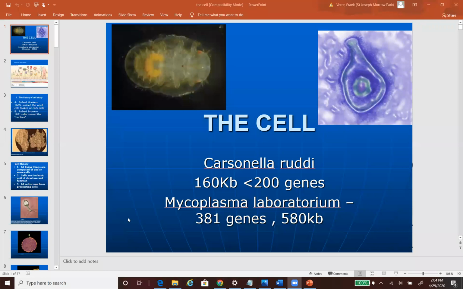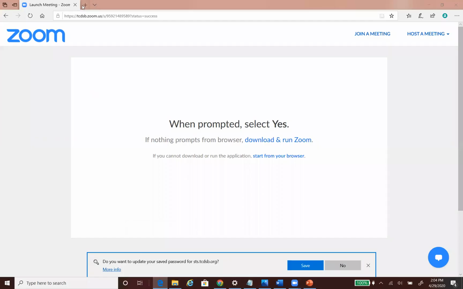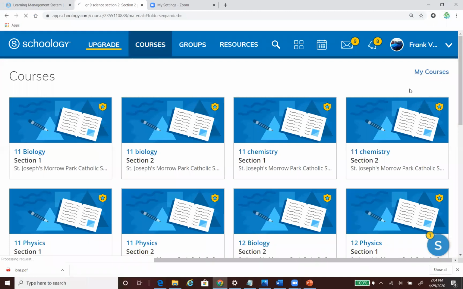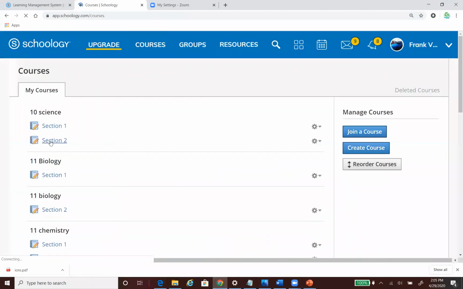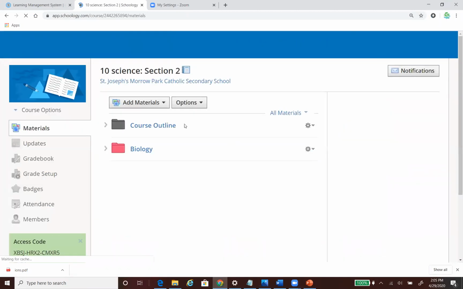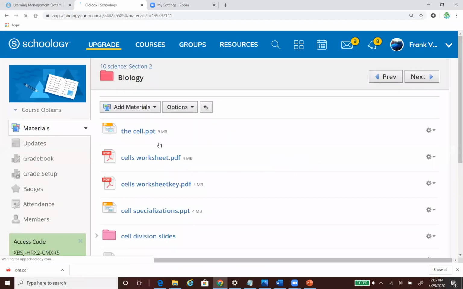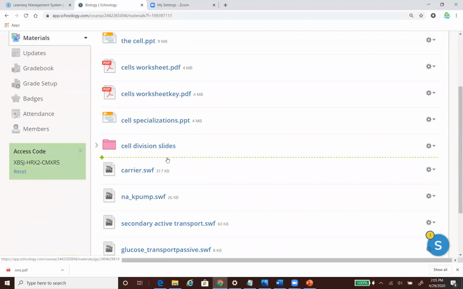Okay, so as you may be aware, we are actually in the next section. In terms of where we are, we have wrapped up chem. We are now moving into biology. So I set up a biology folder. Now I actually set up also a course outline. So this is the biology folder.